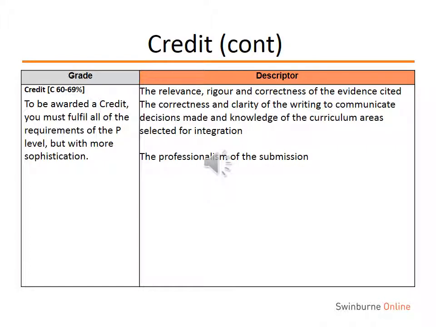Again, make sure that your submission is professionally presented. And again, make sure that you cite all evidence or supporting literature. Make sure that what you do write is correct and that it links to the curriculum.